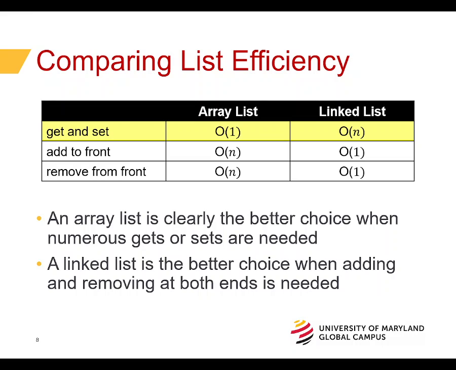The get and set operations are much more efficient in an ArrayList because they execute in constant time compared to linear time for a linked list. Adding to the front of an array list is more costly because of the need to shift elements, making it linear compared to a linked list which is constant. The same is true for removing from the front. So an array list is clearly the better choice when numerous gets or sets are needed, and a linked list is the better choice when adding and removing at both ends is needed.